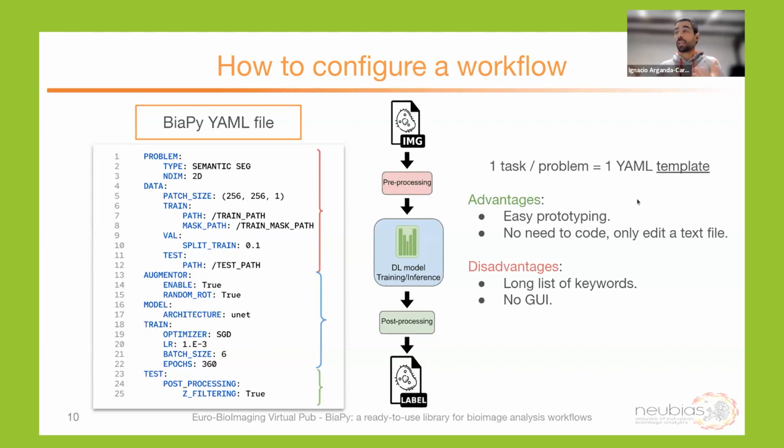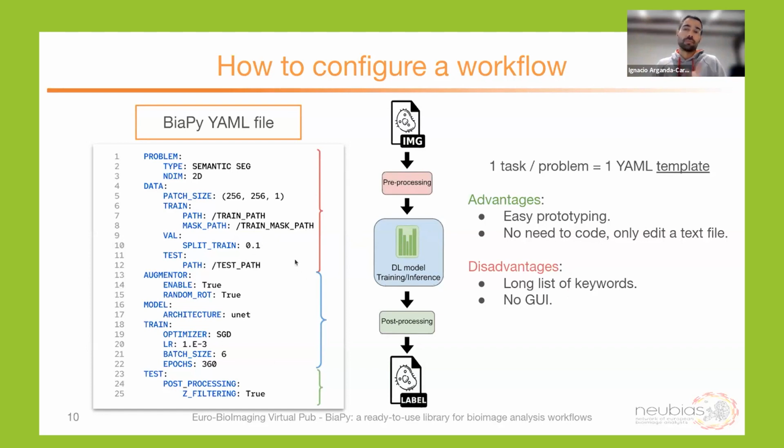Okay, so this has some advantages. It's very easy to prototype. You don't need to code. You just edit your paths or the type of problem here, and that's it. But of course, you may think, yeah, but I don't know the keywords. What are we going to do here? Yeah, that's true. We have a long list of keywords that, unless you go to our configuration file and check them all, are tough to know. Or otherwise, you're limited to those that are available in the template. So at this point, we didn't have a GUI.